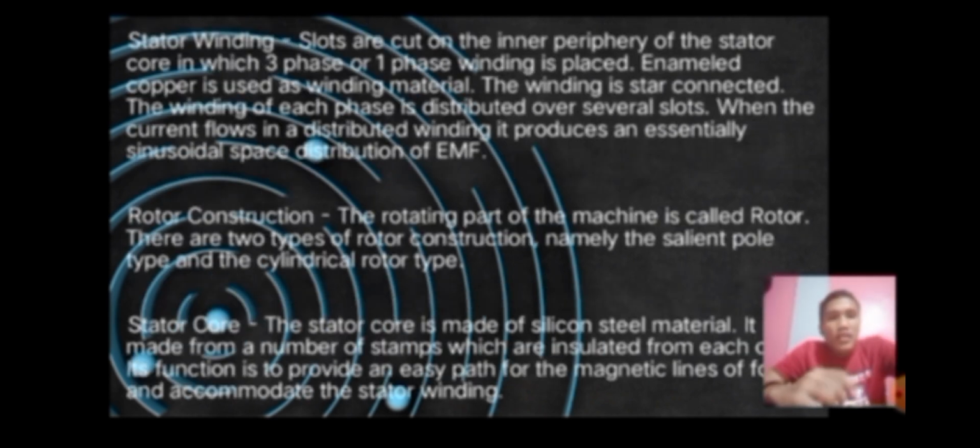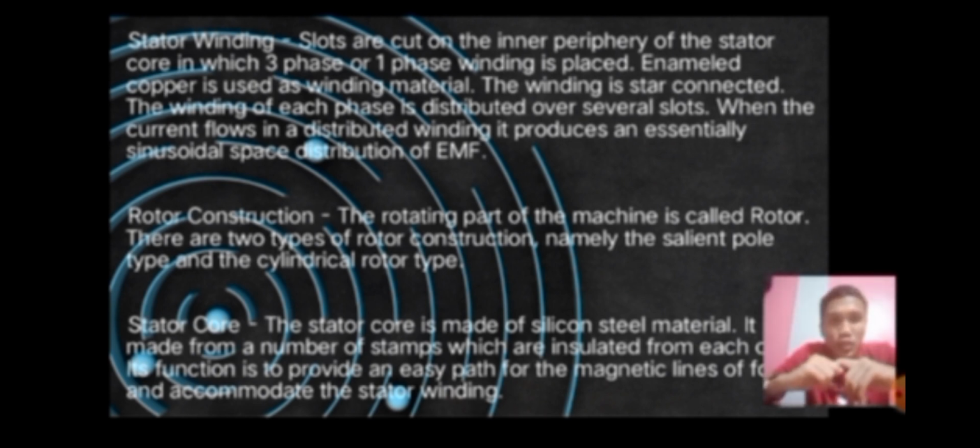Next is the stator winding. Stator winding slots are cut on the inner periphery of the stator core, in which three-phase or one-phase winding is placed. Enameled copper is used as the winding material. So mostly the stator winding is made of copper or enameled copper. The winding is star connected. The winding of each phase is distributed over several slots. When current flows in a distributed winding, it produces an essentially sinusoidal space distribution of EMF.